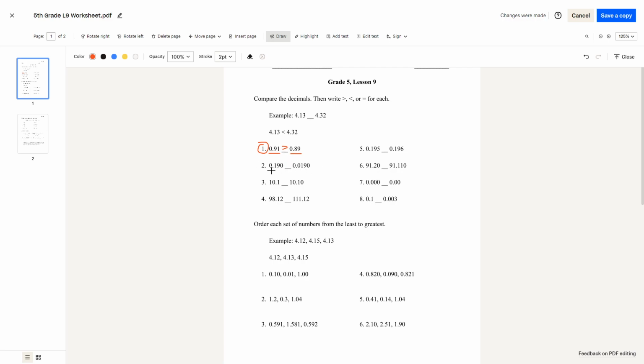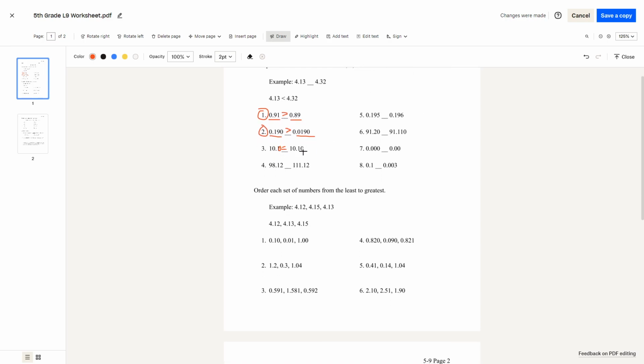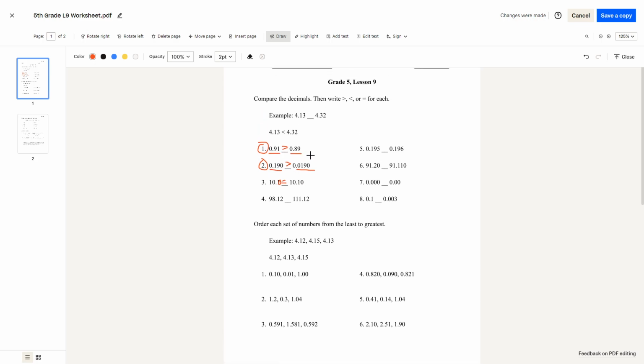For number 2, 0.190 is greater than, less than, or equal to 0.0190. We know that 0.190 is greater than. Here, these two numbers are equal because if you put a 0 after the 1, it keeps the number the same and it makes these two numbers perfectly equal. So that means 10.10 is equal to 10.10.